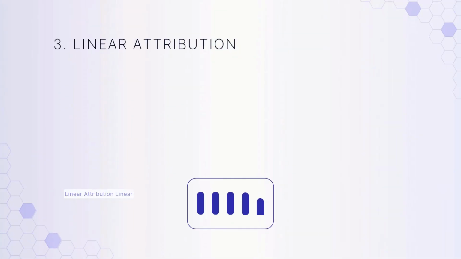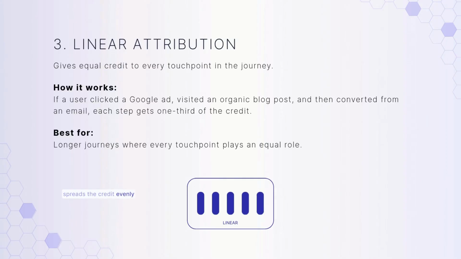Linear attribution. Linear spreads the credit evenly across every touchpoint. If someone clicked an ad, then clicked a blog post, then purchased after clicking an email, each of those gets 1/3 of the credit. This model is helpful for longer customer journeys where every step matters.